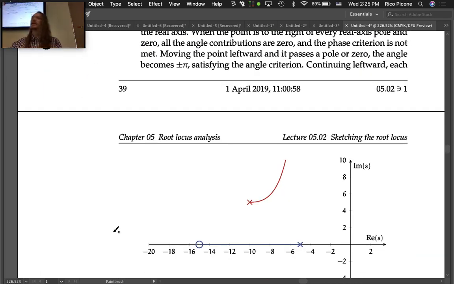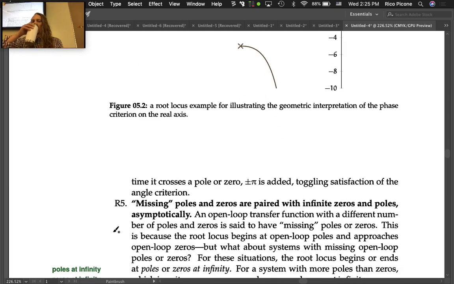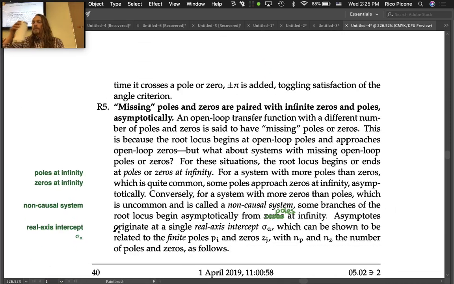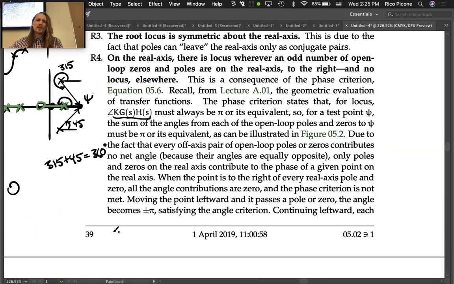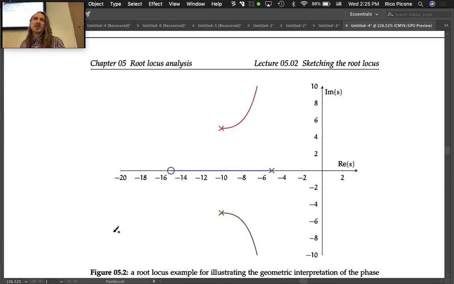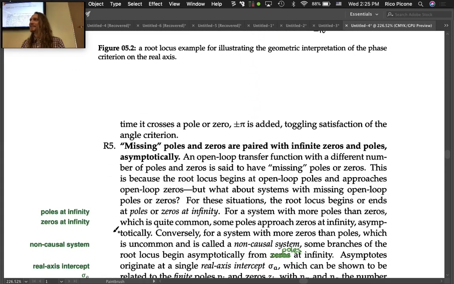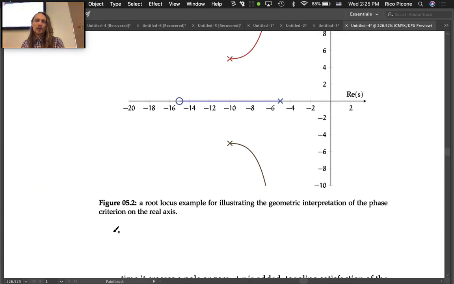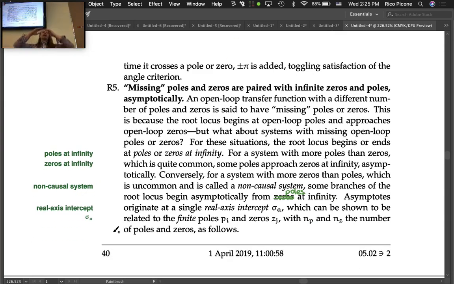Cool. Does that make sense? That's what that wall of text effectively says, just so you know. If you want to go back and read it later, that's what it says. Oh, yeah. Okay.